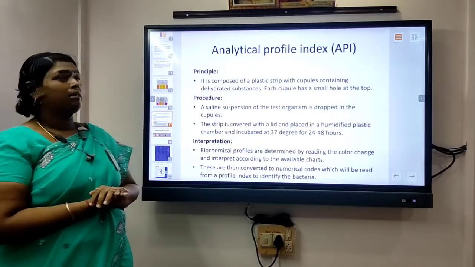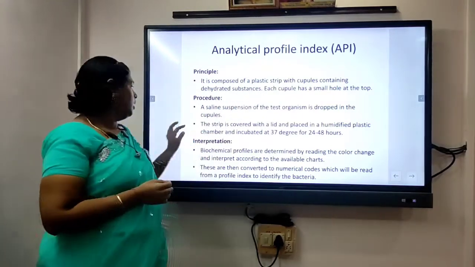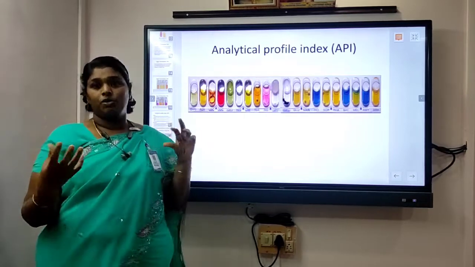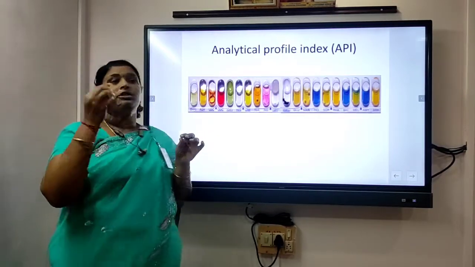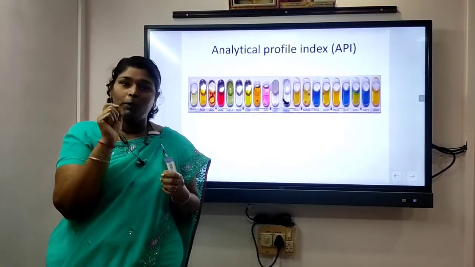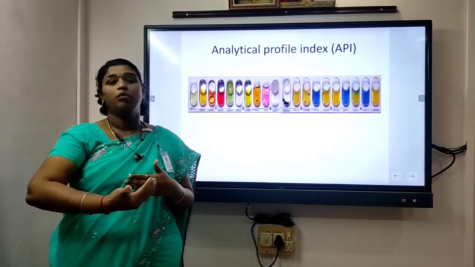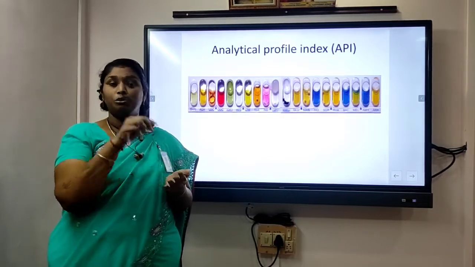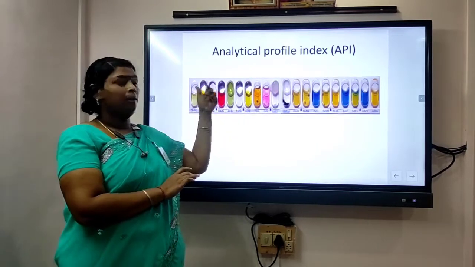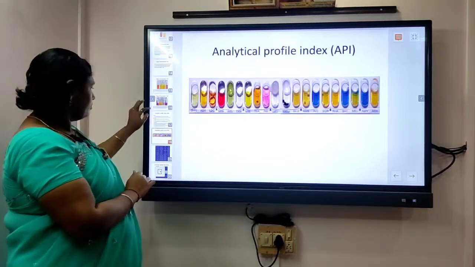So what is the principle behind the analytical profile index? It is composed of a plastic strip with cupules. We cannot call them capsules, they are cupules. Why cupules? They have a hole at the back side. Through that small opening we inoculate the medium, and after the completion of incubation, we add the reagent through that opening alone. Okay, so that we can detect the presence as well as the absence of the reaction.